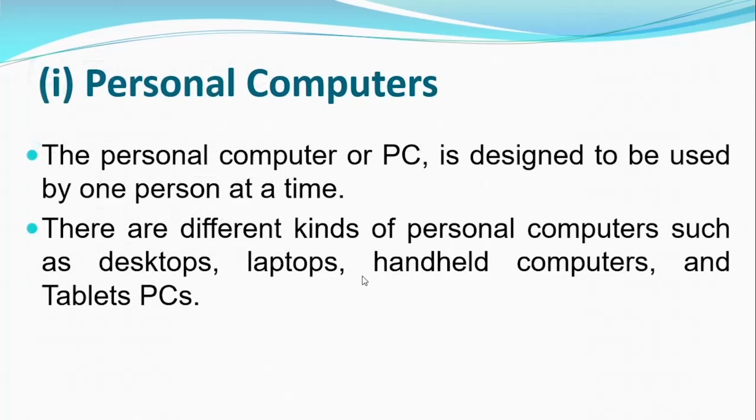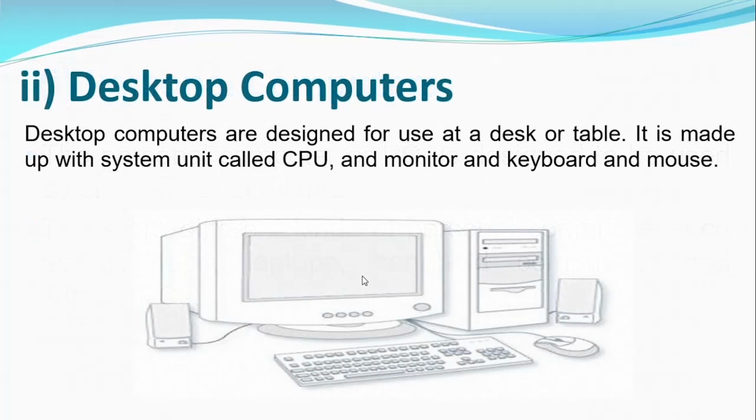I. Personal computers. The personal computer or PC is designed to be used by one person at a time. There are different kinds of personal computers such as desktops, laptops, handheld computers, and tablet PCs. 2. Desktop computers. Desktop computers are designed for use at a desk or table. They are typically larger and more powerful than other types of personal computers.